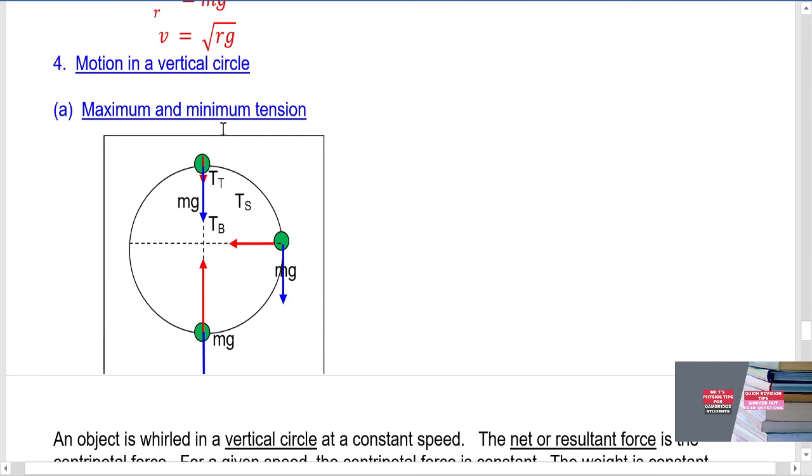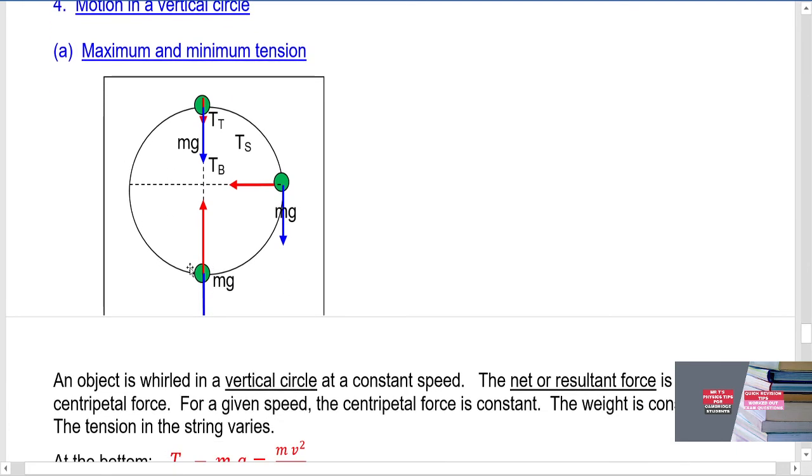So suppose here you have a bucket of water and you are swinging it up like that in that direction. At the bottom, when the bucket is at the bottom, we have the weight going down.